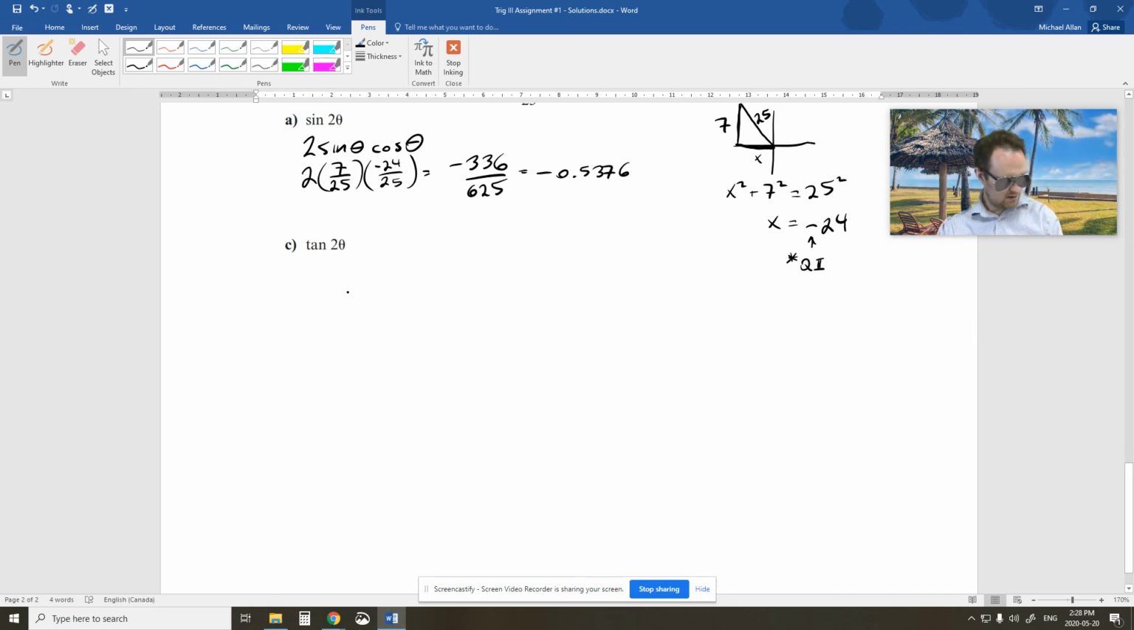Tan. There's only one tan theta. If I said this is cos 2 theta, I would have 3 choices. They all should end up being the same answer. Tan only has one choice. It ends up being 2 tan theta over 1 minus tan theta squared. Cool. Let's just put in the pieces we know. So we have a 2. Tan is going to be opposite over adjacent, so 7 over negative 24, and 1 minus negative 7 over 24 squared.